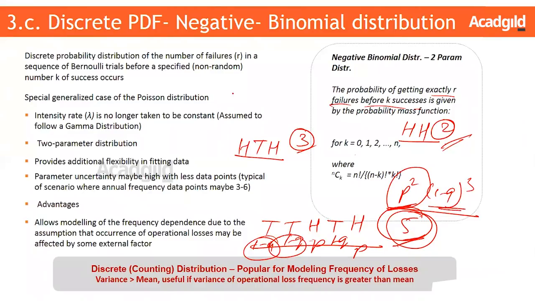Okay, if my random variable is say 10, then it will be p square into (1 minus p) raised to 8. So the probability that the number of trials is 10 is p square times (1 minus p) raised to 8. That's it for negative binomial distribution.